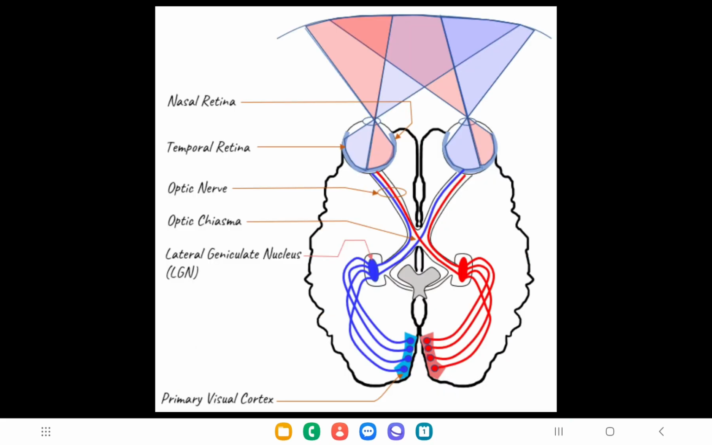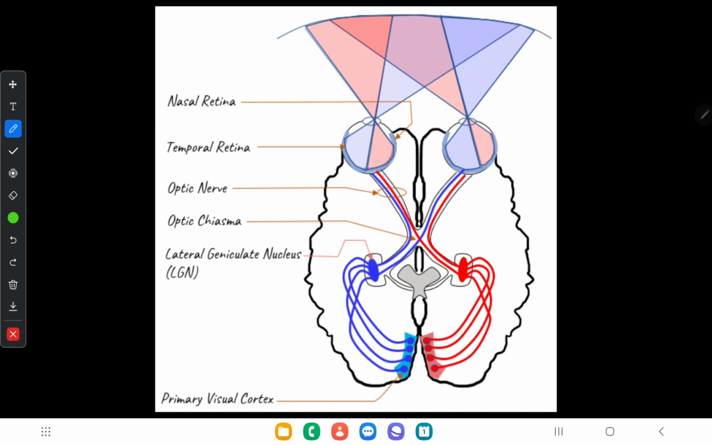Then the visual cortex, also known as the striate cortex, Area 17. It includes the cuneus and lingual gyri and the calcarine sulcus. The visual cortex receives impulses from the retinal halves of the same side, representing the opposite half of the field of vision.